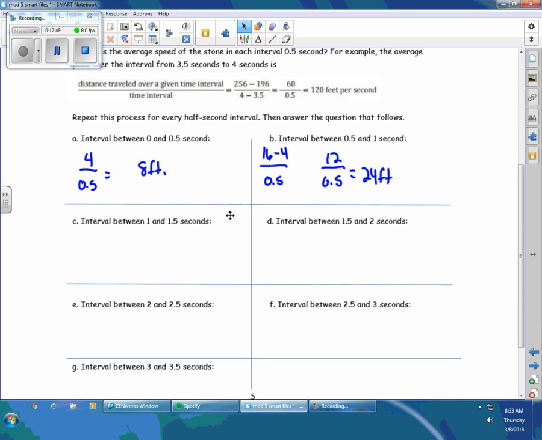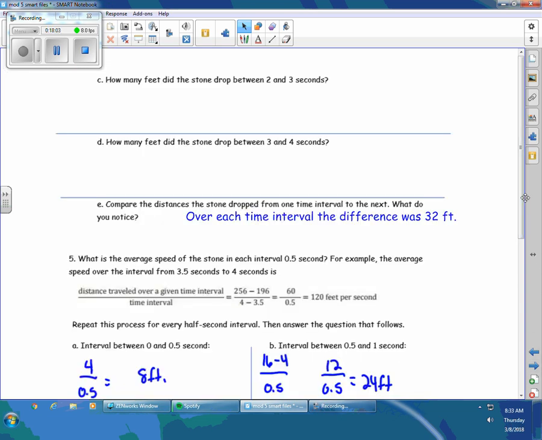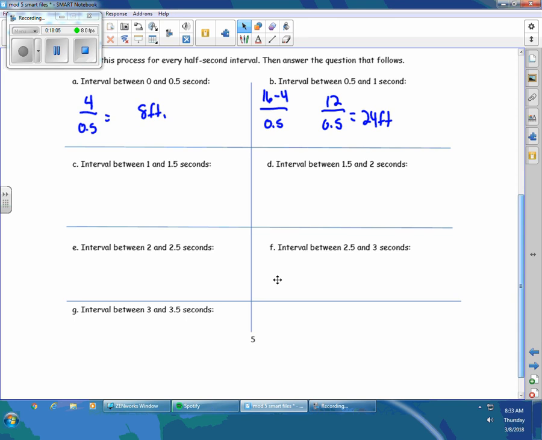Where am I getting the 16 and the 4? If I look back at this table, at 1 second, I'm at 16. At a half second, I was at 4. So I'm going to subtract those to find just that time interval and then divide it by that half second. We're going to go ahead and calculate these for C through G. I will do the next one with you, but as soon as you feel comfortable, go ahead and pause the video and start working on these on your own. You don't have to wait for me.